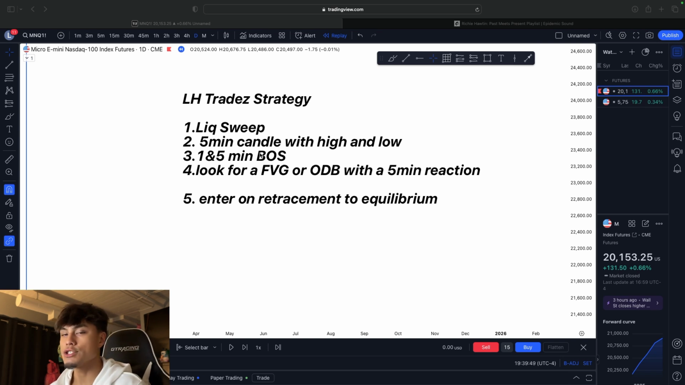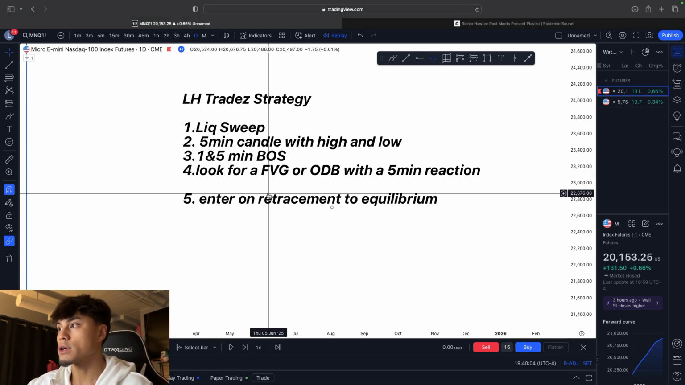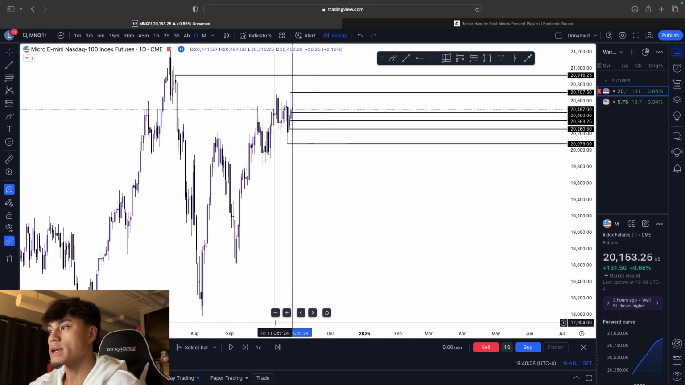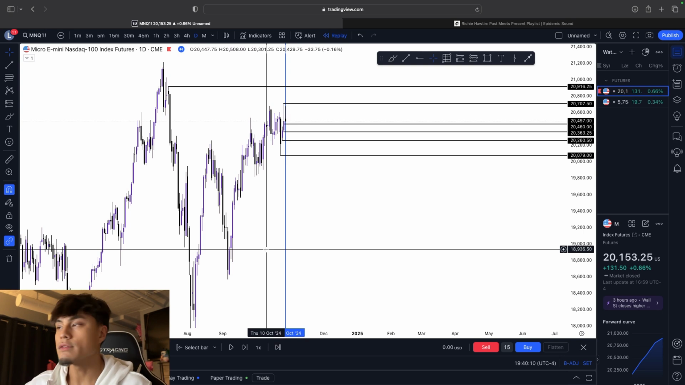So let me go ahead and show you guys just one trade of this one week. That way I can show you how the strategy worked today, and if it worked today, it worked two weeks ago, and it's going to work two weeks from now. So let's go ahead and show you guys in the market. This is for Monday, October 28th, the last week of October.